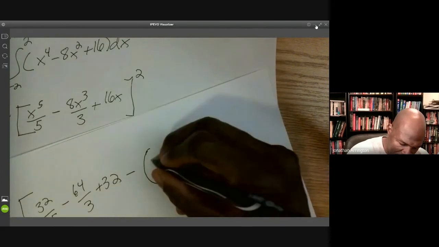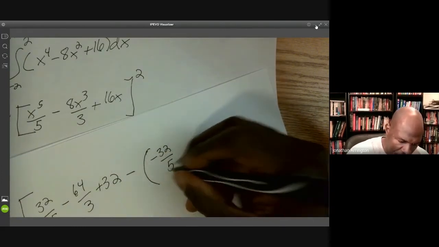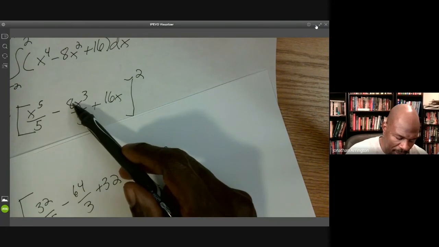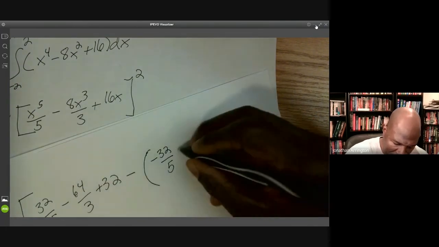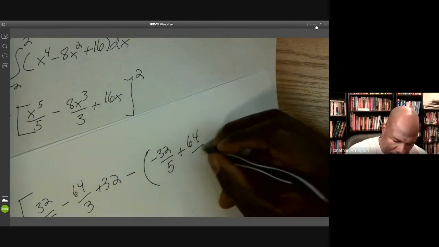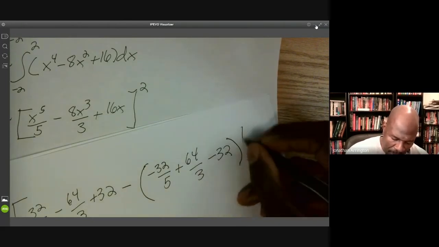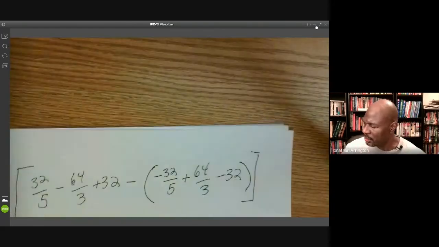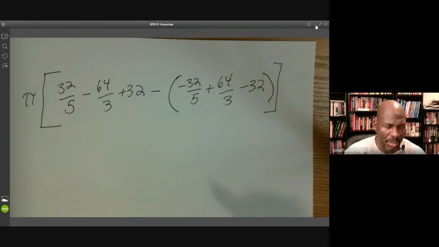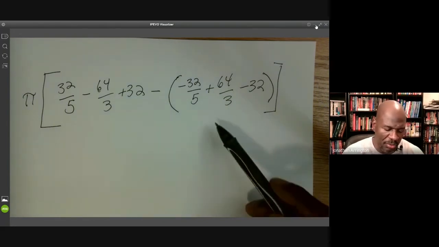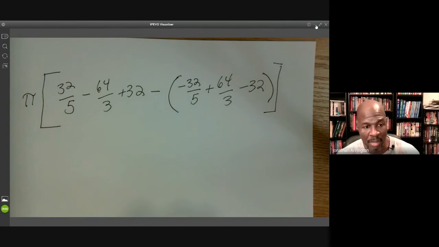So -2 to the 5th is -32 over 5. And negative 2 cubed is negative 8 times 8 is negative 64, but with that minus sign it gives a positive 64 over 3. And negative 2 times 16 is negative 32. So what we received were the same numbers that we got when we plugged in positive 2, but just opposite signs. So we got 32 over 5, so negative 32 over 5, negative 64 over 3, positive 64 over 3, positive 32, negative 32. And that, of course, happened because they were polynomials raised to an odd power. If they were polynomials raised to an even power, there wouldn't be a change of signs.